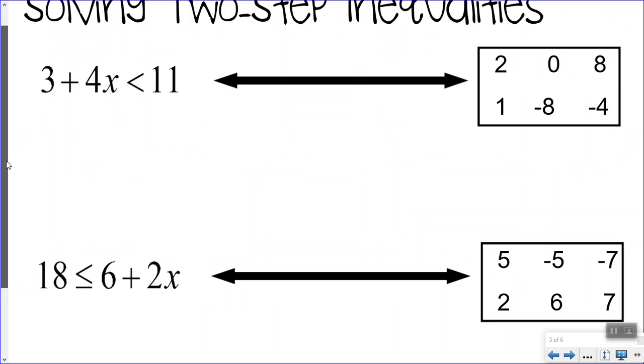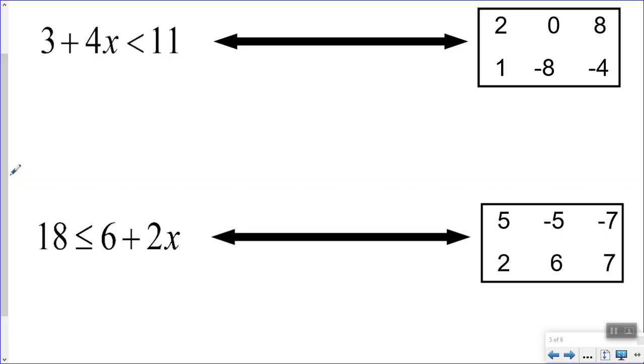When we solve two-step inequalities, this is exactly the same as solving a two-step equation. But again, the only thing that we need to keep in mind is if we multiply or divide on both sides by a negative, we're going to have to flip that inequality symbol around. So again, the first thing I'm going to do is circle my variable group.